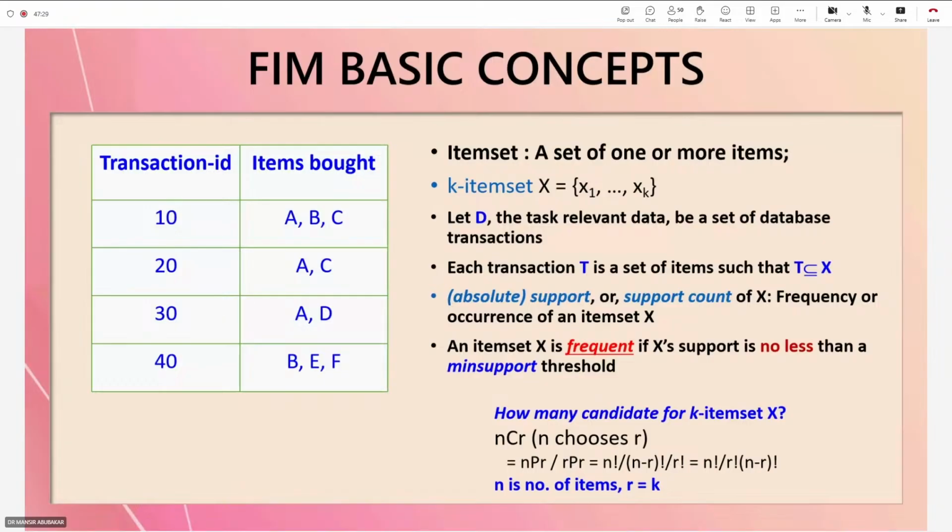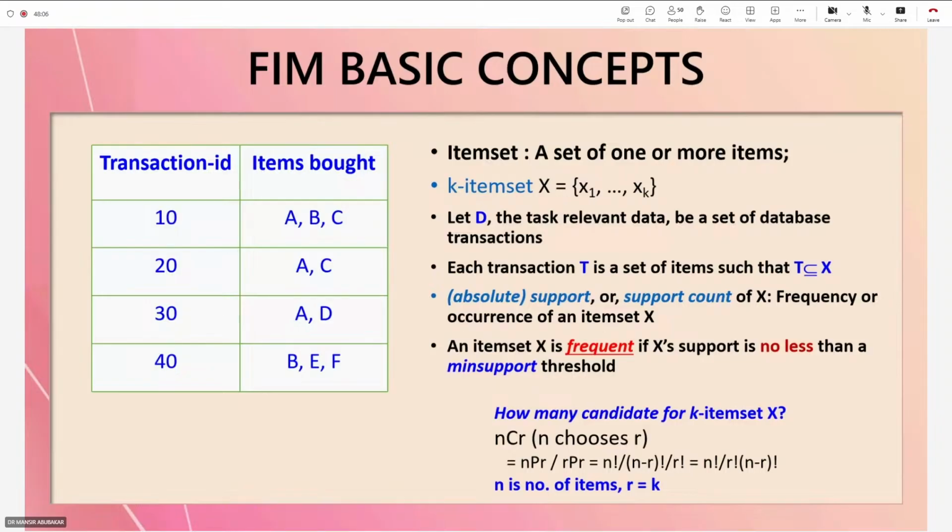And then we have the absolute support, or support count of X, which is the frequency or occurrence of an item set X. So take item set A. You can see that in 3 transactions here we have A. So the support of A here is 3/4, for example. What about B? For B we have 2/4. So this is the support count. To count the support, you look at all the transactions and see how many times this particular item set is occurring.